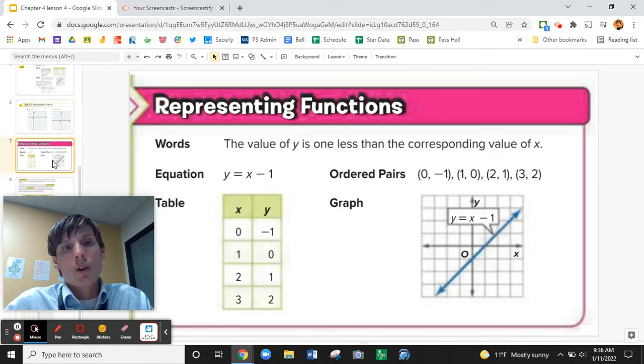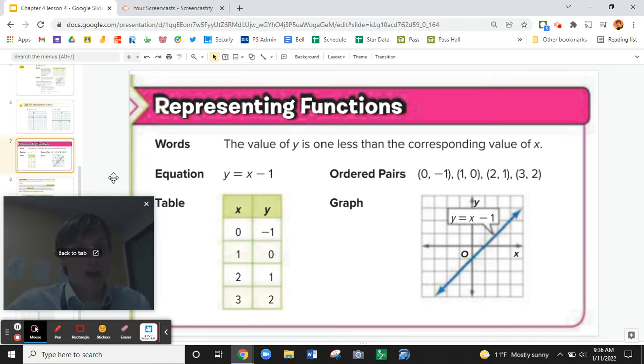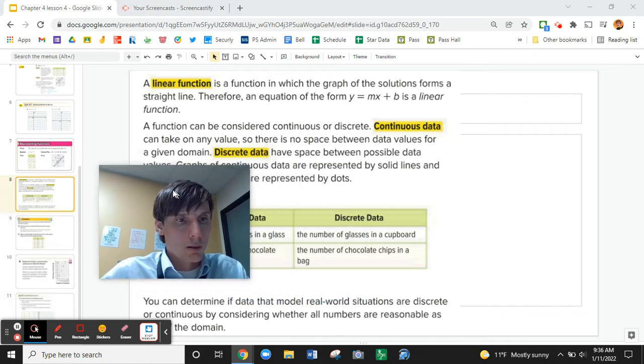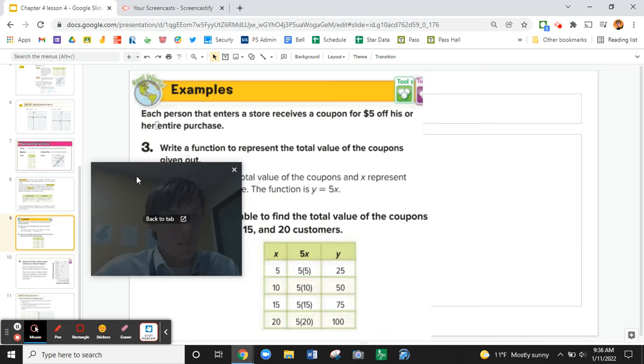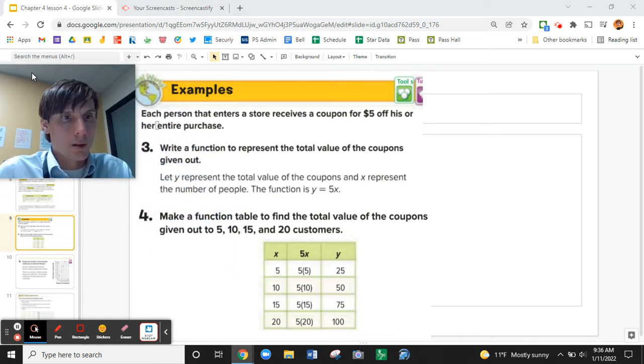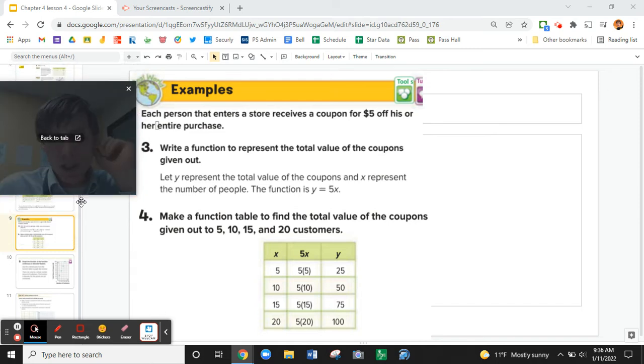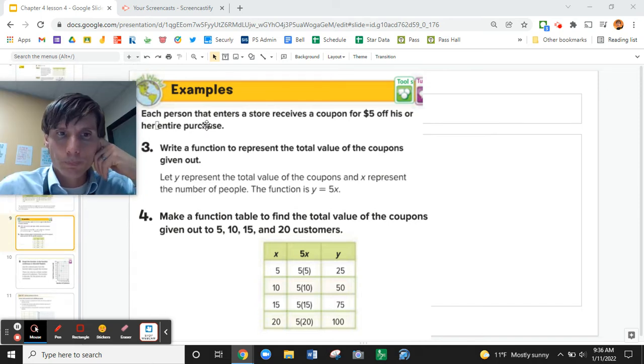All right, so as we said, representing functions: equation, ordered pairs, table, graph. That's what we're all about here, okay? So these linear functions are the ones that are going to form the straight line, okay? Okay, great. So let's look at a couple more of these here. Okay, so it says we should be about page 298. I don't have it in front of me, but that's about where we should be at.